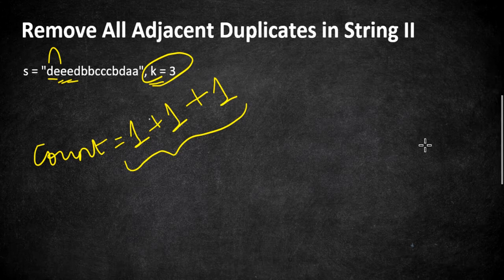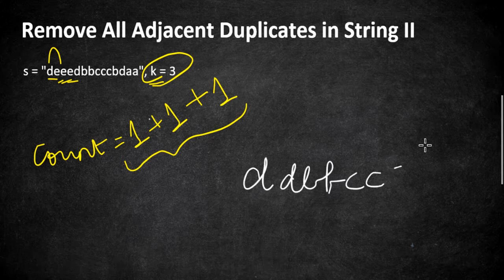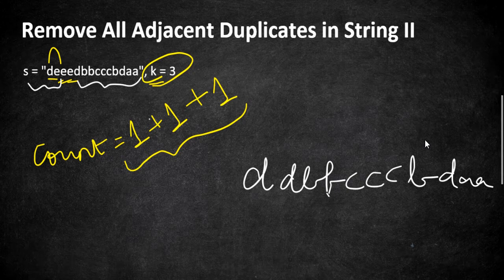In that case, we are going to remove that substring from the given input. If we are removing that substring, then our string is going to become D, D, B, B, C, C, C, B, D, A, A. So now we got a new string after removing the substring with repeated characters. So how are we going to do that? We are going to take the substring before the part we are removing and the substring after it, and add these two substrings to get our new string.